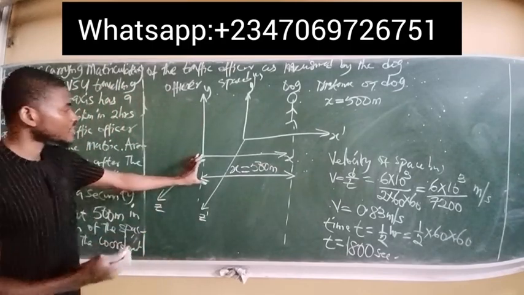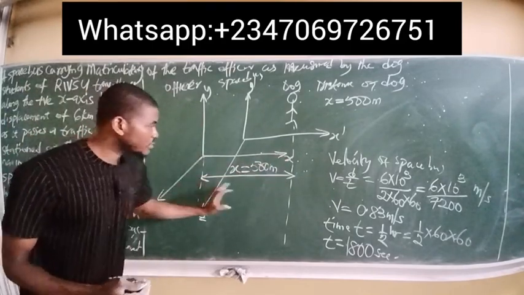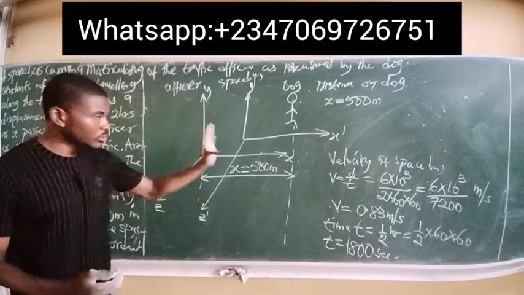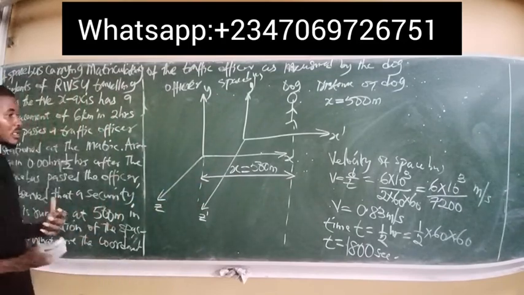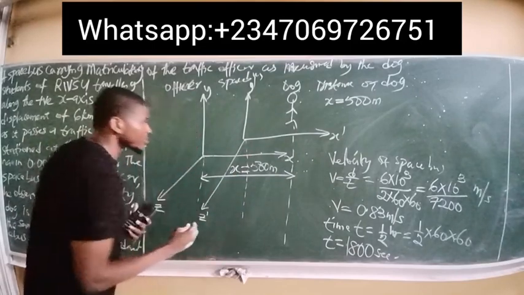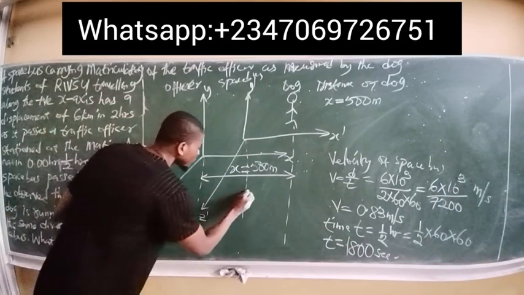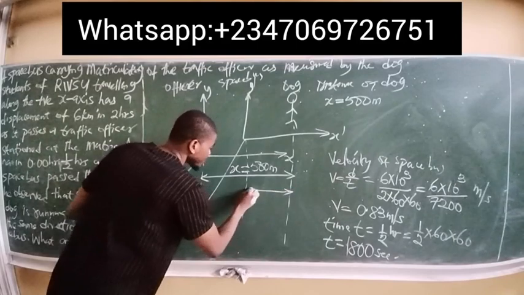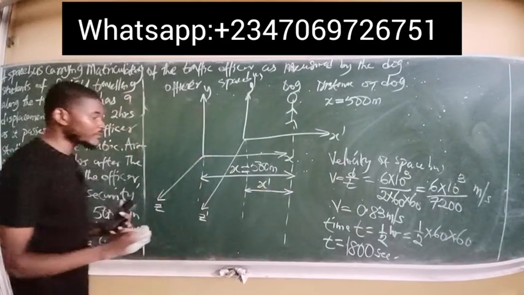So distance from the officer, as can be seen here, is x. From here to this point is actually what? x. From the officer to the dog is x. Now, the distance from the space bus, which is the origin of the space bus, to where the dog is located, we don't know it, so it's simply called x prime.